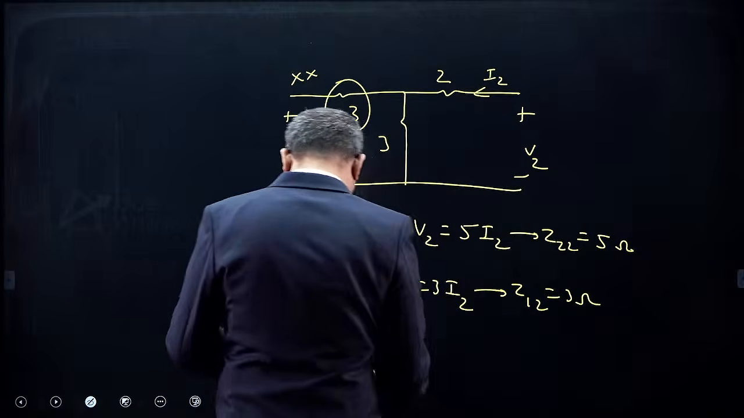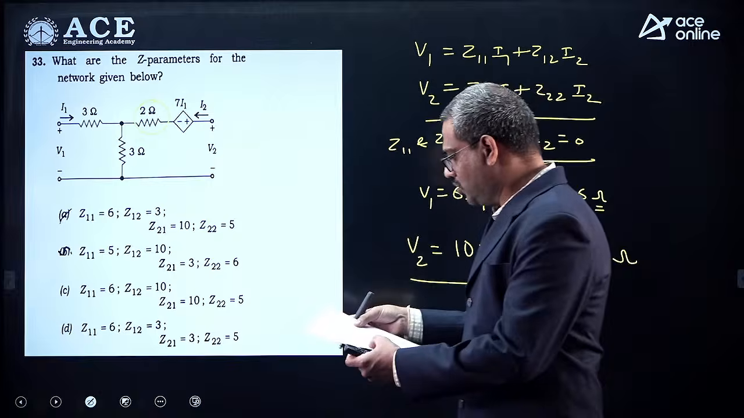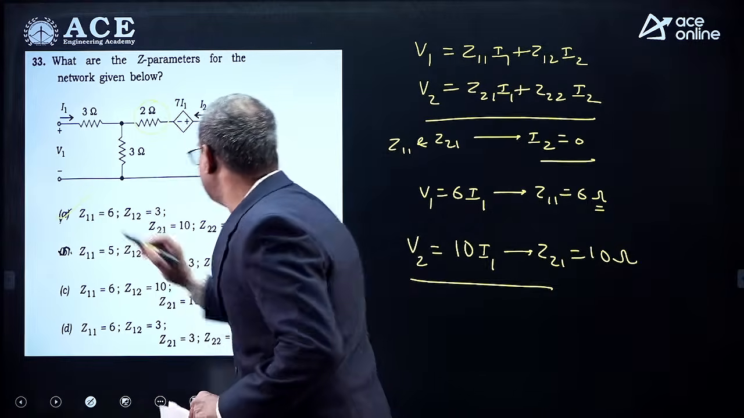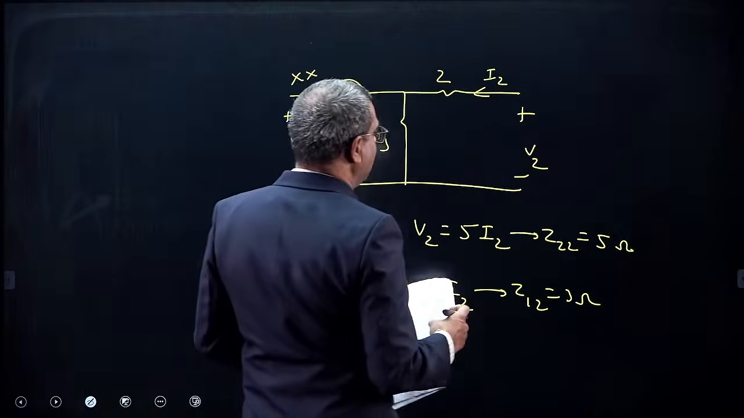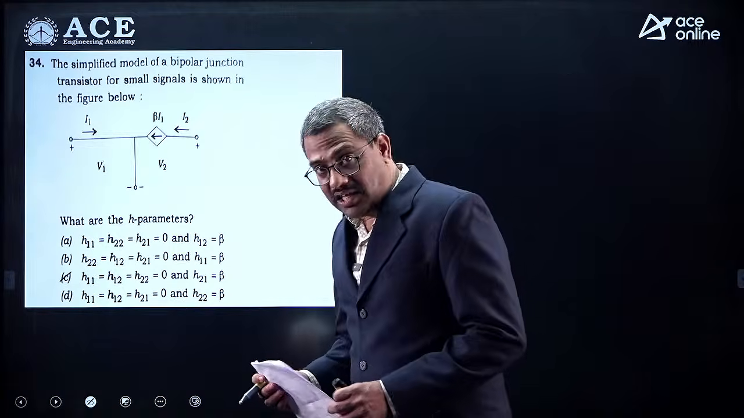If you see this very carefully from the given data and the options, option A is matching here. So remember, this is option A. Simple problem, but it takes some time, right? Now there is another problem on two-port networks.